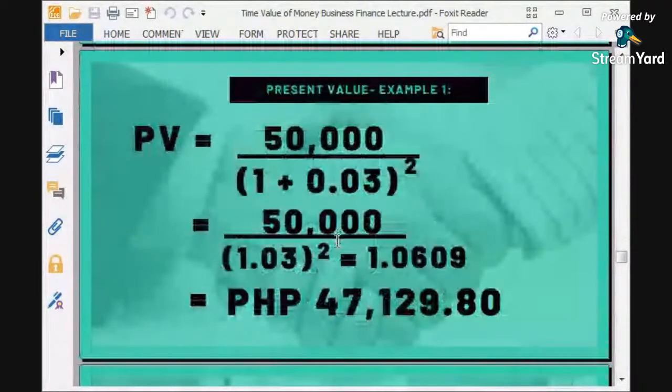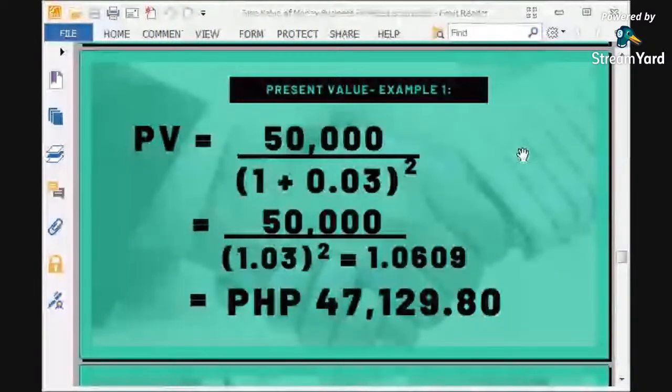Now, what we have now is 50,000, our future value, over 1.03 raised to 2, to 2 years. Okay, if you have a scientific calculator, pwede nyo na siyang idiretso. Kung wala naman, kung manual calculation, we should get first the 1.03 squared. So meron tayong 1.0609. Then to continue with the formula, 50,000 over 1.0609 is 47,129.80. Okay?